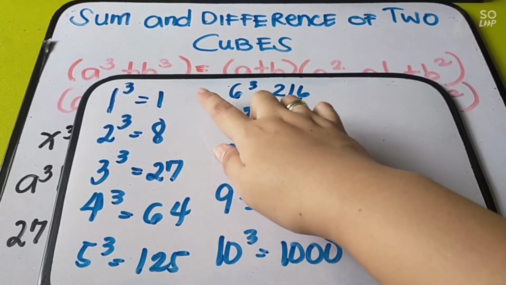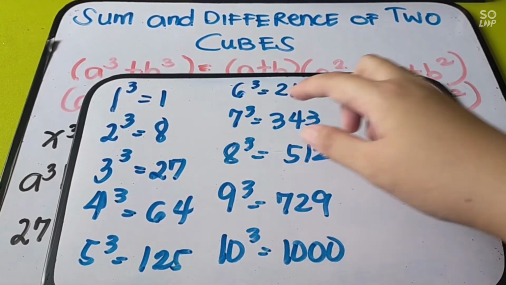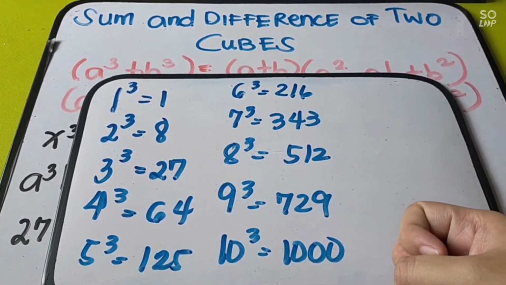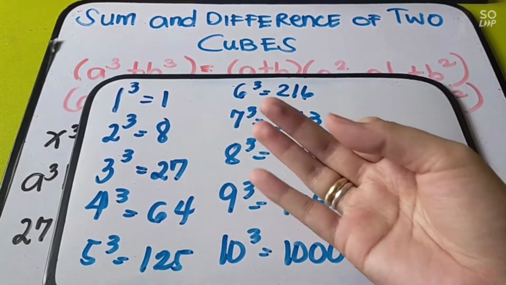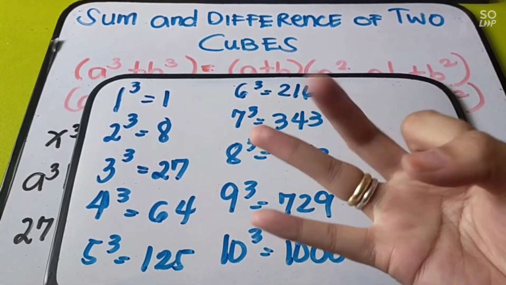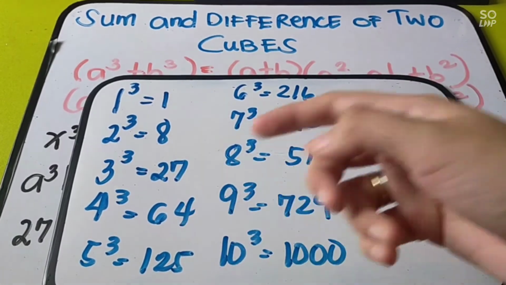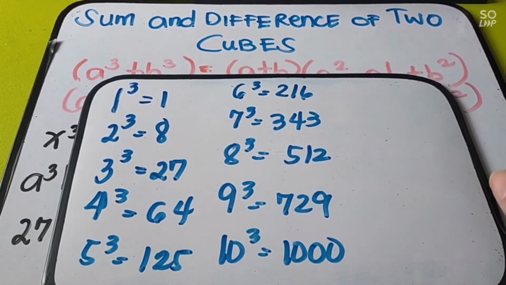If you have 1 cube, the answer is 1. If you have 2 cube, the answer is 8. So, meaning, 2 times 2 times 2, we have 8. 3 times 3 times 3, the answer is 27. 4 times 4 times 4, the answer is 64. So, yun yung mga perfect cube.